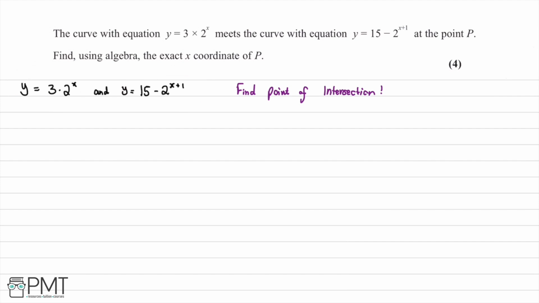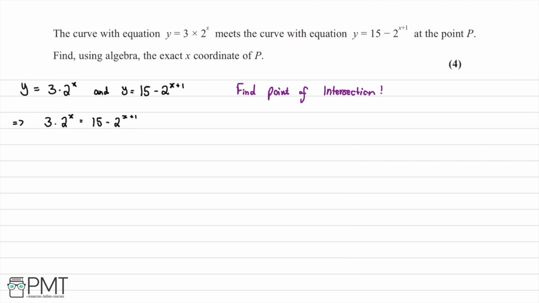So what we want to do here is find the point of intersection between this equation and this equation. So how are we going to do that? Well, we're going to equate these two equations and then use algebra to solve for x. So therefore we have 3 multiplied by 2 to the power of x equal to 15, and then we subtract 2 to the power of x plus 1. So we need to now think of a strategy where we can work through this to solve for x.